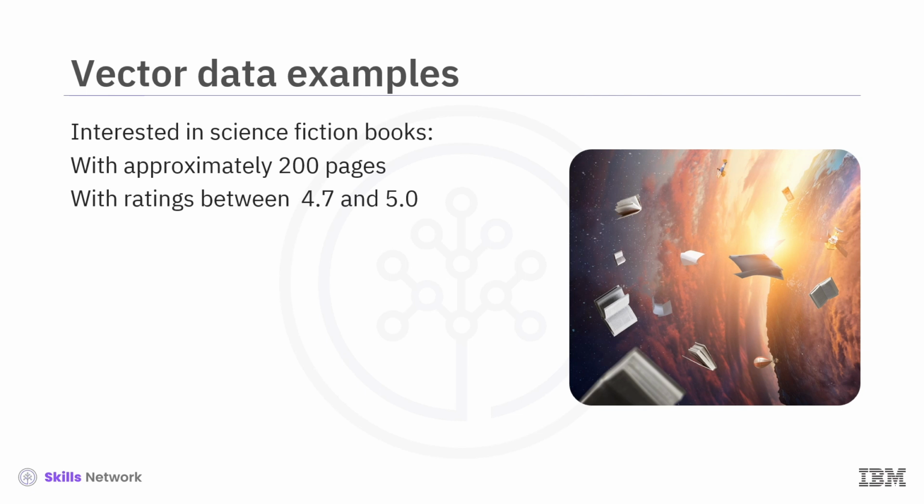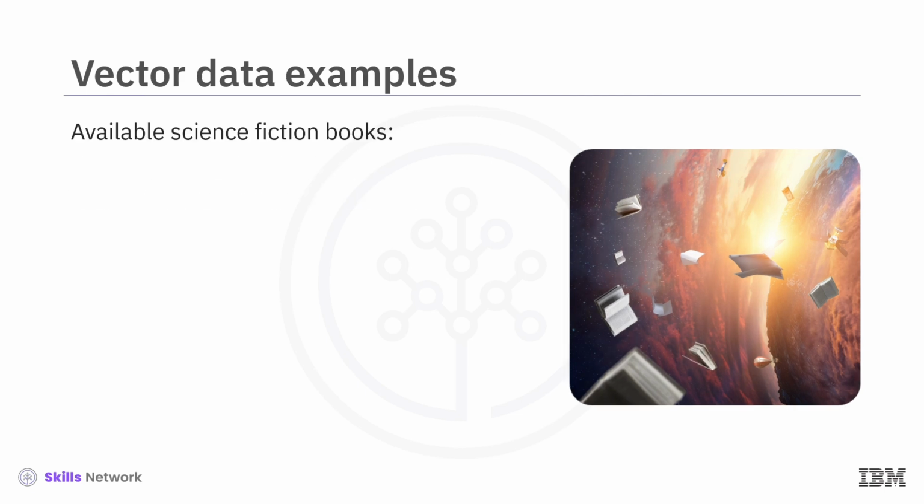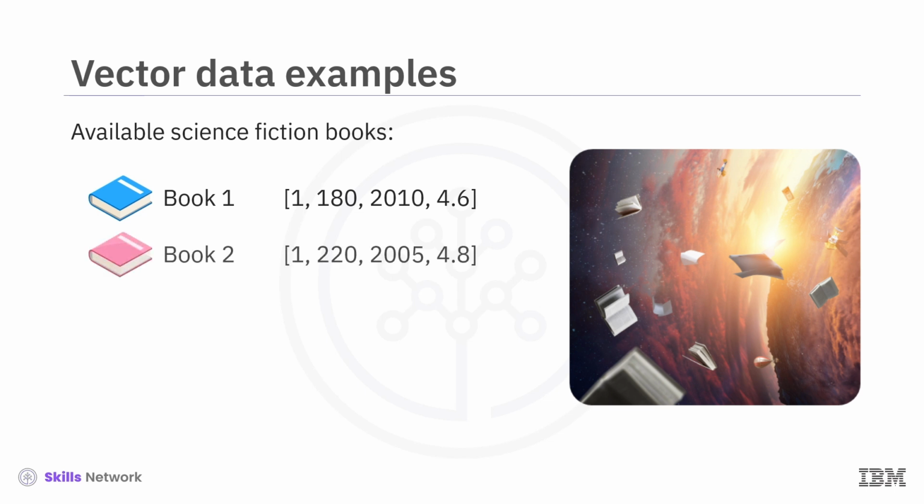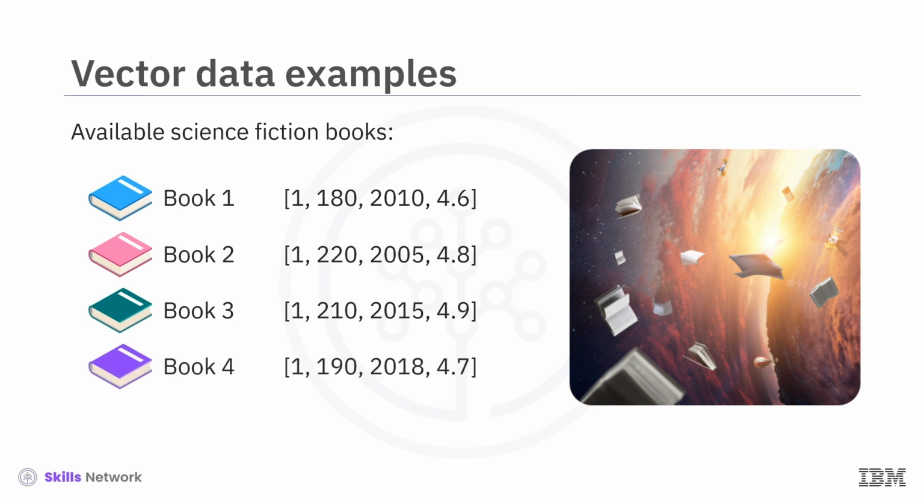Next, review the list of science fiction books available online. Book 1 contains vector values of 1, 180, 2010, 4.6. Book 2 contains vector values of 1, 220, 2005, 4.8. Book 3 contains vector values of 1, 210, 2015, 4.9. Book 4 contains vector values of 1, 190, 2018, 4.7. And Book 5 contains vector values of 1, 200, 2012, 4.5.